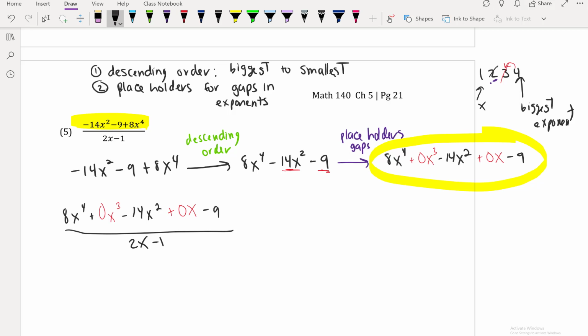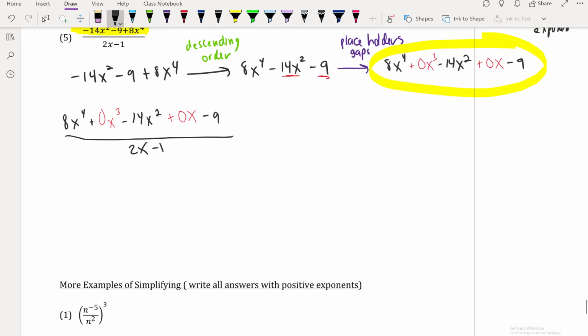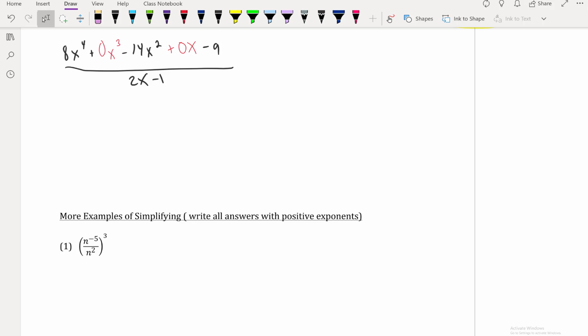So I did all of that work to make sure that I can set up my long division. So I'm like, okay, well, I did all that, so I can do the hard work. So now I'm going to have my 2x minus 1. So on the inside, I'm going to have 8x to the 4th power plus 0x to the 3rd minus a 14x squared plus 0x minus 9.